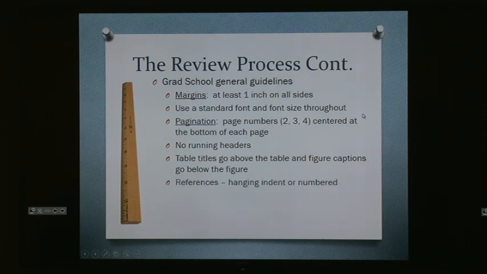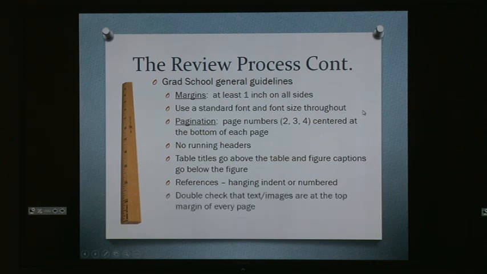Your references will either be hanging indent or numbered. Chemistry, math, and biology or biomedical can have the option to number. Everyone else should use the hanging indent format. Do we all know what that is? Anybody?